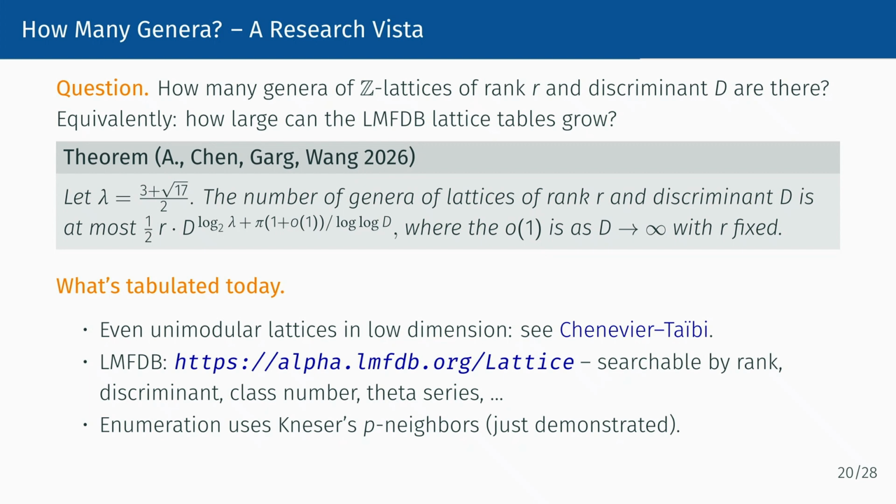There's also a lot of work on low rank and low dimension enumerating of genera. There's a recent paper of Chenevier and Taibi where they enumerate all the unimodular lattices of rank 29. That's like the state of the art. And the enumeration mostly uses Kneser's p-neighbors method that you see. There are many improvements built on it, but this is the basic building block.